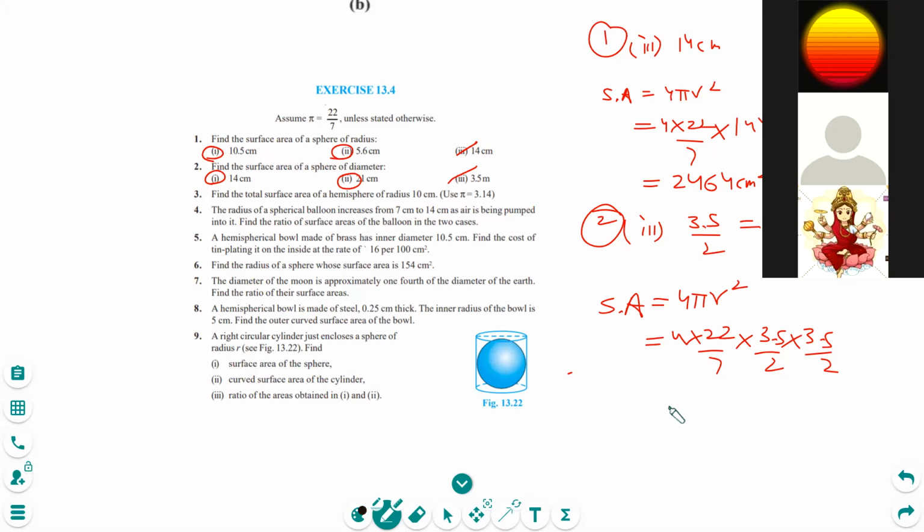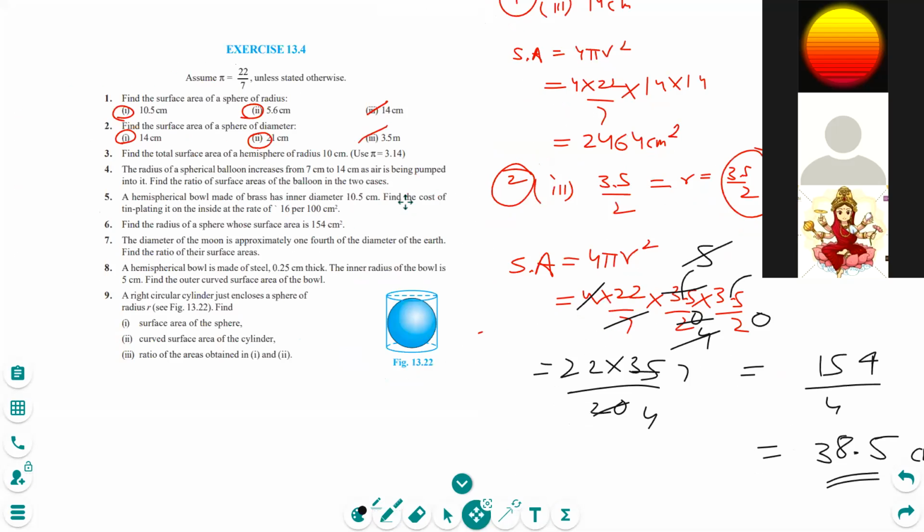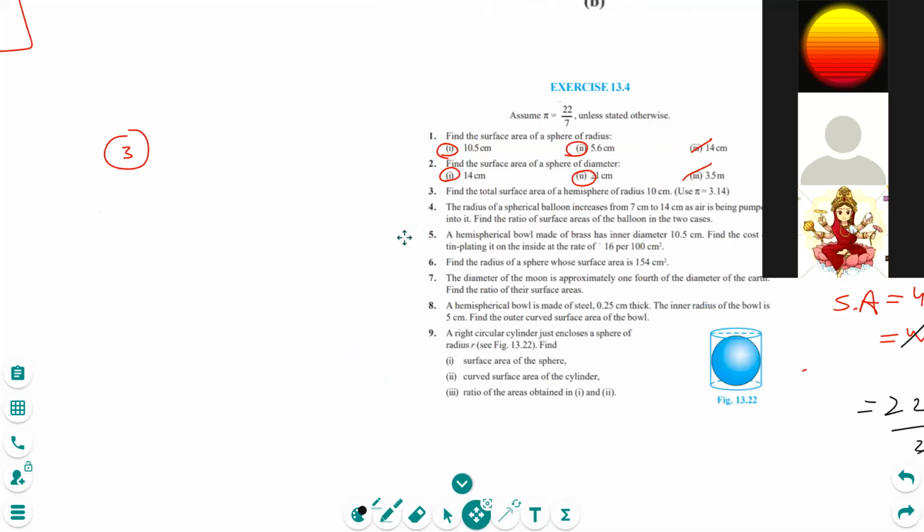Okay, let's see. 7 times 5, 5 times 4, 4 times 4 goes 35 times 25. So it's 22 times 7, that is 154, divided by 4, that will give me 38.5. That's my answer, right? 38.5 centimeter square. Is it clear to everyone? Yes. The first two questions are nothing actually. So let's move to the third question.